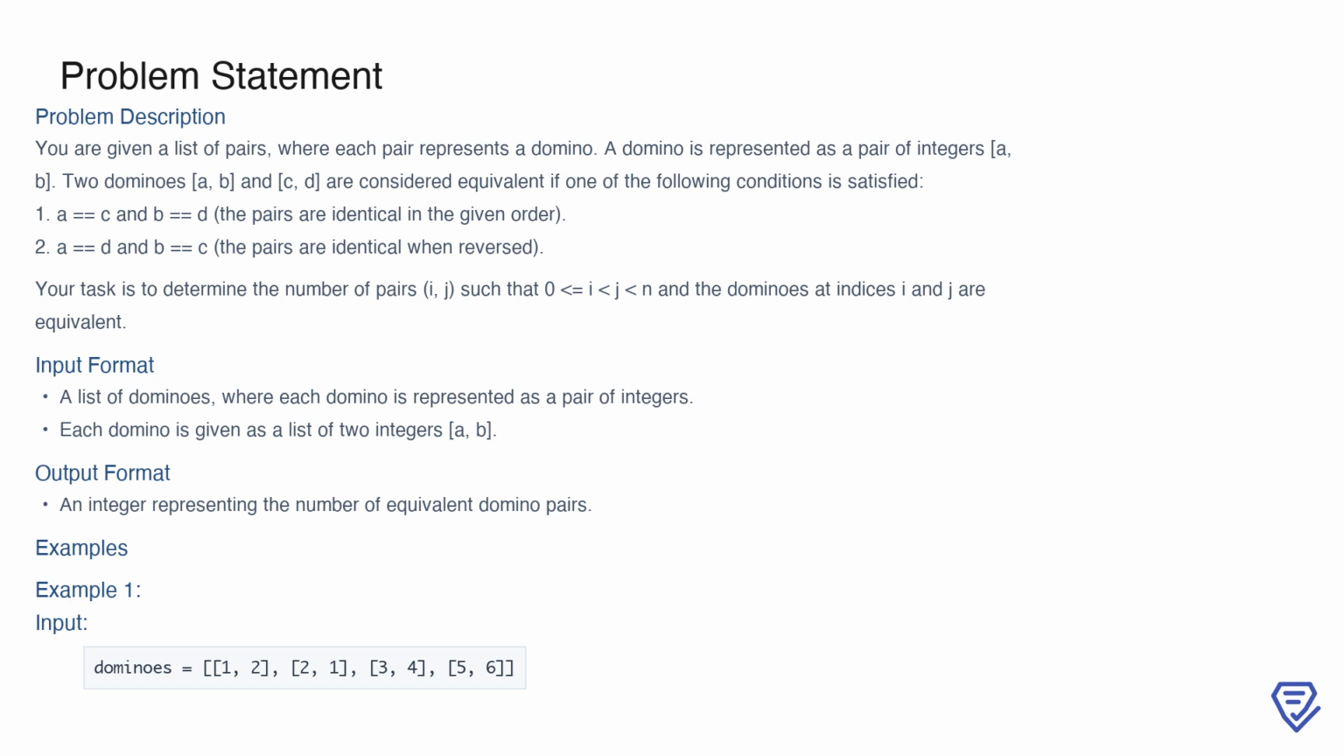You need to find all the pairs of indices, i, j, such that i is less than j, and the dominoes at those indices are equivalent. The input is a list of dominoes, and the output is an integer representing the total number of equivalent pairs in this list.